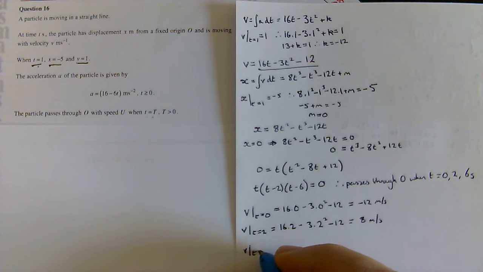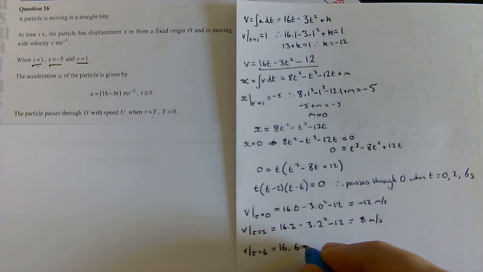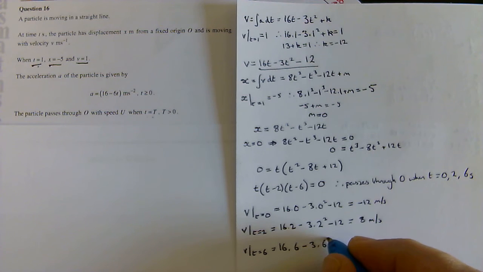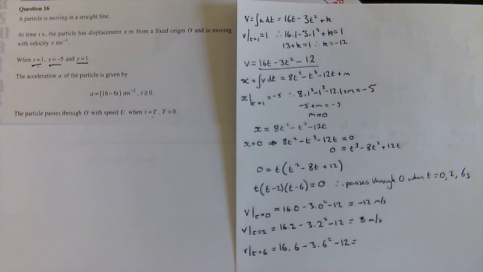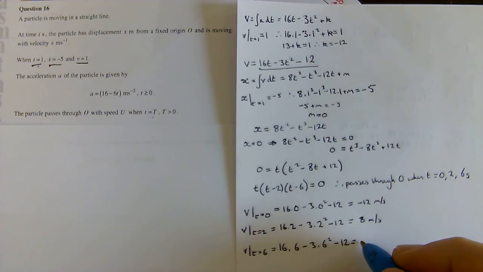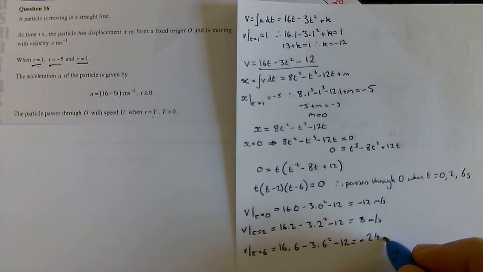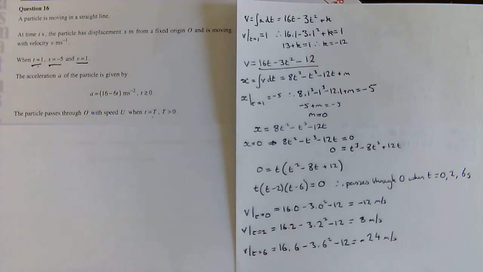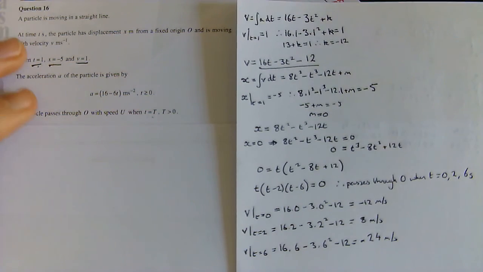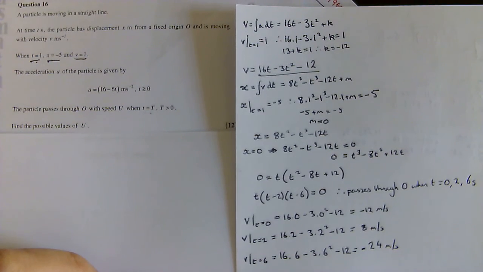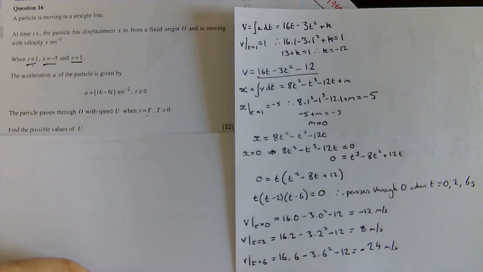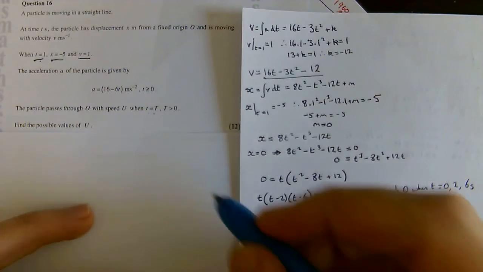Velocity when t equals 6, 16 times 6 minus 3 times 6 squared minus 12. So, which gives me minus 24 meters per second. Now, let's just be careful, going to go back to the question there for a second. It says, find the possible values of u. Now, let's read the question carefully.